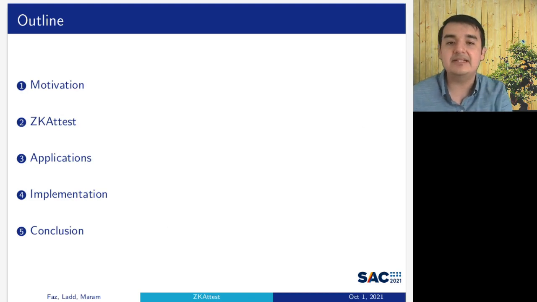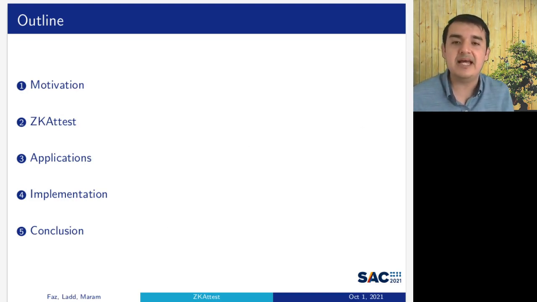This is the outline of our presentation. We first start with the motivation of this project and present the problem that we want to solve. We present our solution that we call ZKAttest. We describe its internals and its application on ring and group signatures. We also show some implementation aspects. We finalize with the conclusion of this work.